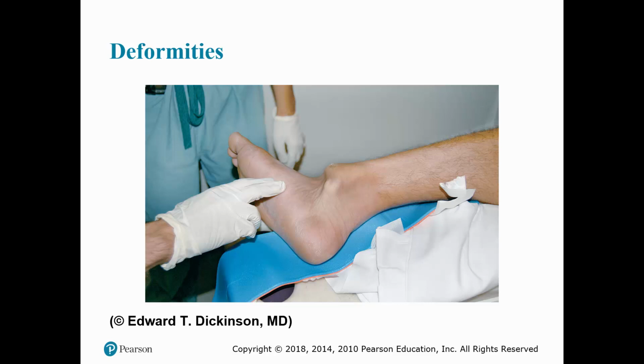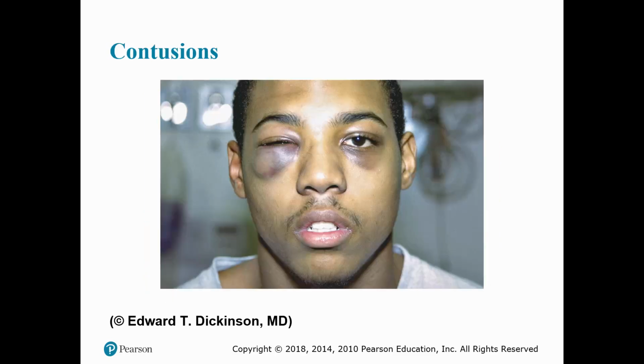Here's a good example of contusions. Patient has contusions bilaterally under both eyes. Very good indication that you have bleeding underneath the skin, busted blood vessels, and looks like the formation of a hematoma there underneath the right eye.